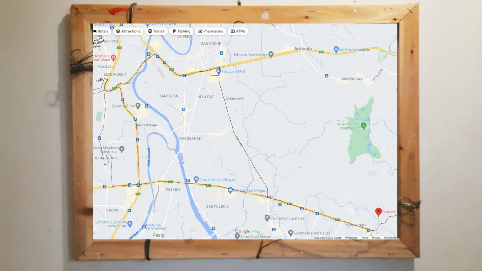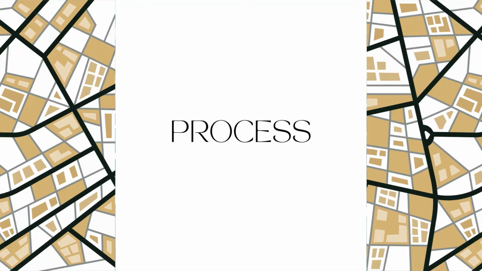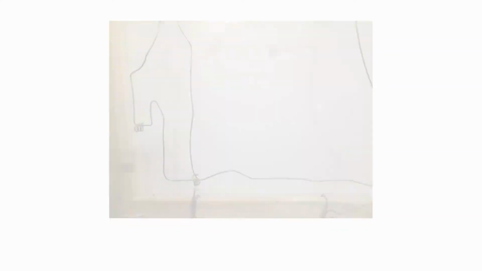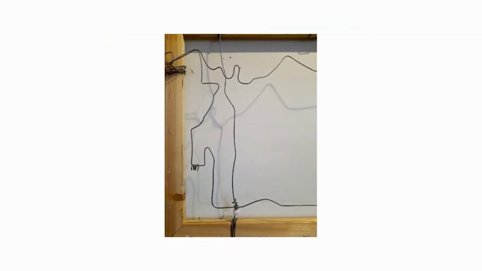So this is my process. I took a screenshot of the places that I wanted to show, and I drew a line on the path between those places. And then this is the shape that was formed. Then I took the shape produced as the form of my work, and I conveyed it using some GI wire, and I bent the GI wire using a pair of pliers and some wire cutters and just my fingers basically.